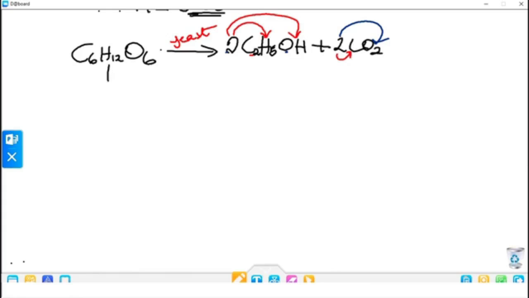Now, calculating their relative molecular masses, carbon is 12, but there are 6 atoms of carbon there. So we have 12 times 6. Plus, hydrogen is 1, but there are 12 atoms of hydrogen there. So we are going to have 1 times 12. Oxygen is 16, but there are 6 oxygen atoms. So that gives us 16 times 6.